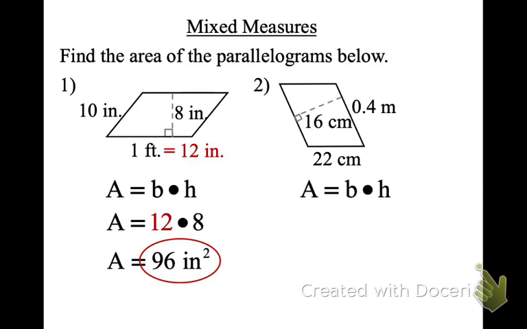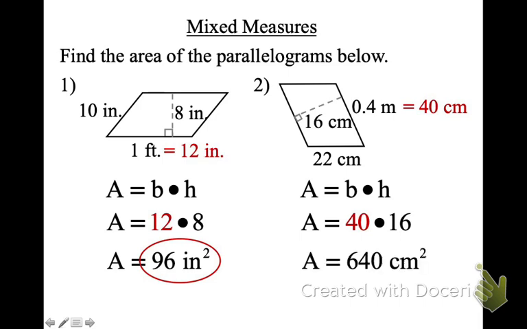Okay, so we've got to convert our meters. We'll convert that to centimeters. So now what we're using is 40 times 16. And that makes 640 square centimeters.